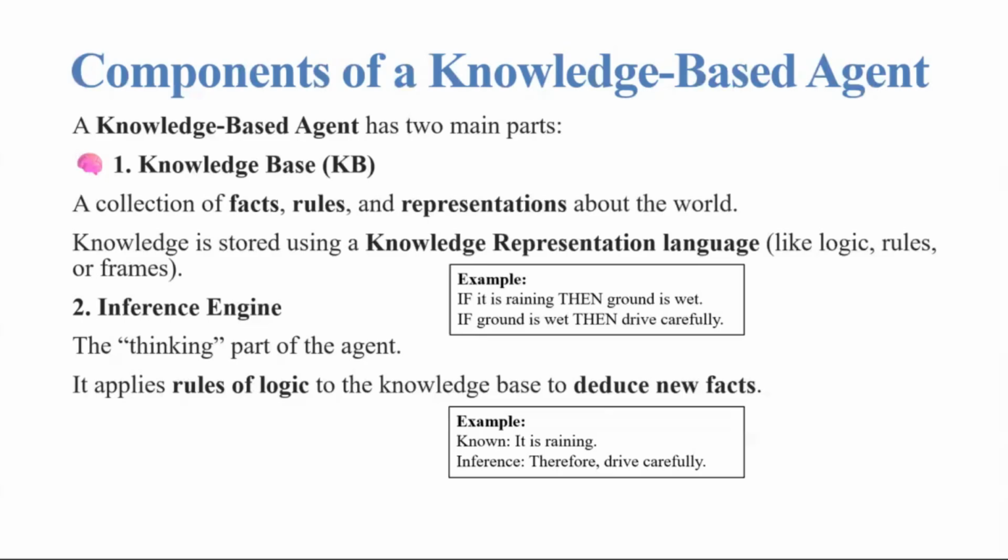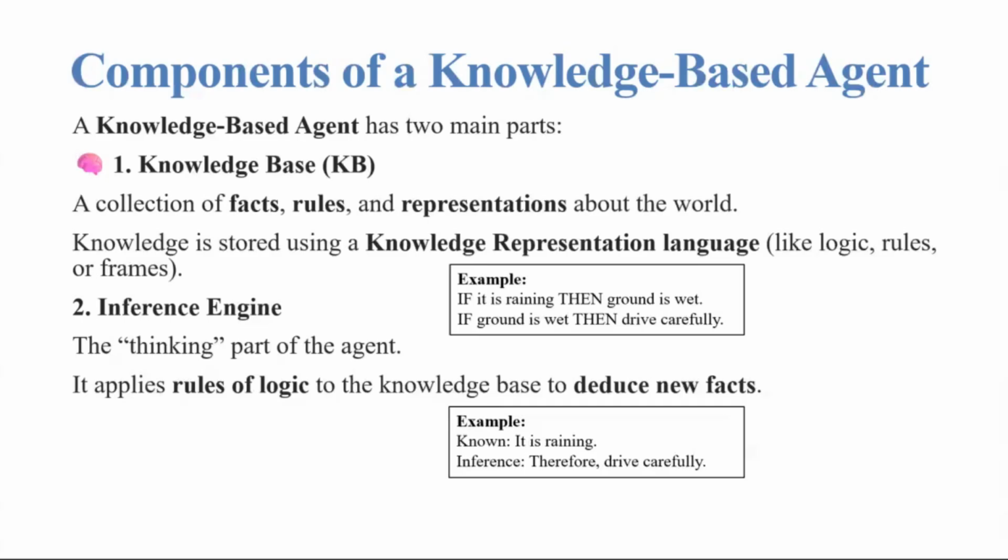Its job is to examine the stored knowledge, apply the logical rules, and derive the new conclusion. This process is called inference. Let's take one example. The AI receives new information: it is raining. Now the inference engine starts thinking. It checks the knowledge base and finds the first truth: if it is raining, then the ground is wet. So it concludes the ground is wet.